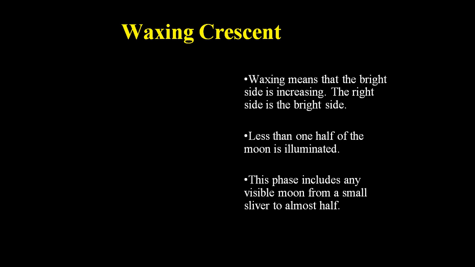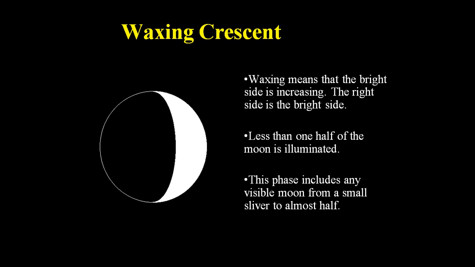Waxing crescent. Once again, waxing means that the brightest side is increasing. The right side is the bright side. Less than one half of the moon is illuminated. This phase includes any visible moon from a small sliver, to almost half. Waxing crescent.